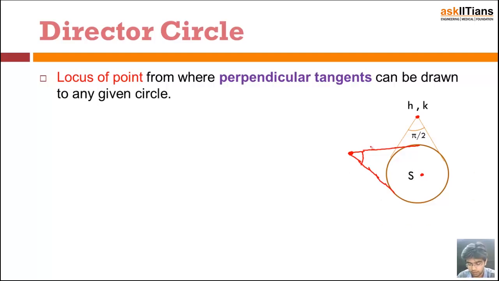So let's see how we can do. We know that the equation of tangent is y equals mx plus minus a under root 1 plus m square, where a is your radius. So that means the equation of this circle S is x square plus y square is equal to a square.